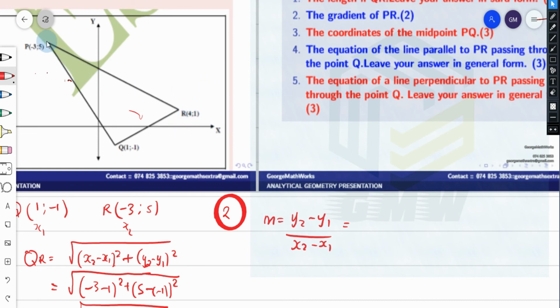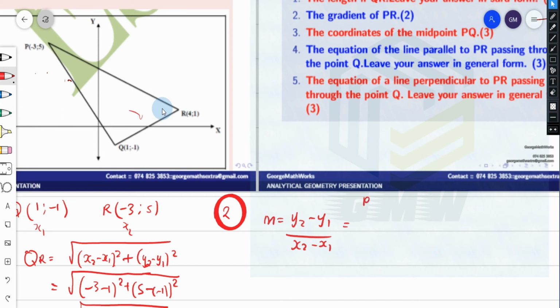Now if we look at this, the line is descending. This is our guide to say whatever I do, my answer has to be negative. Remember, if the gradient is negative, the line is descending. If the line is descending, the gradient should be negative. That's what we covered in the earlier parts of this lesson. Now, if I want this gradient, I am going to say, okay, change in y over change in x.